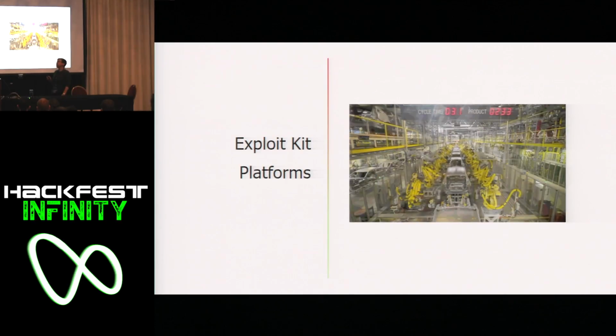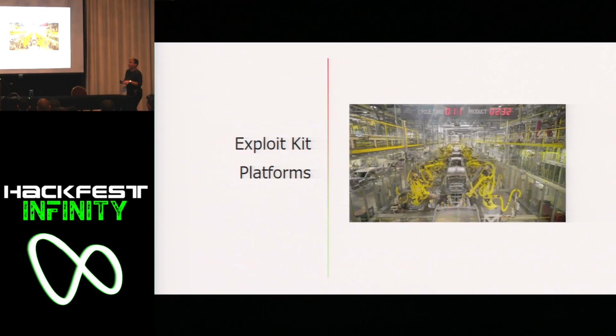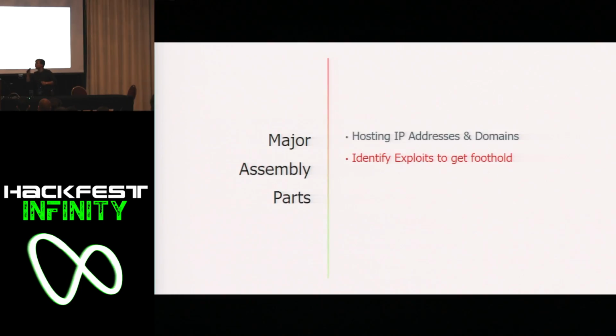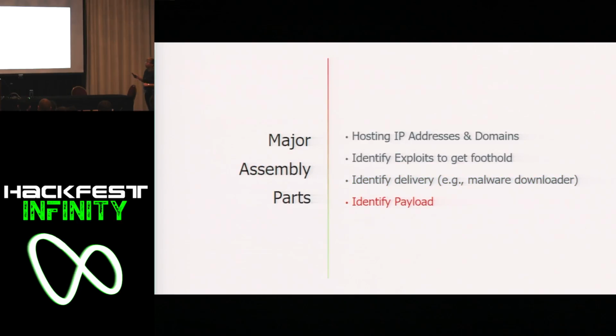So in order for these exploit kit platforms to work properly, which, by the way, is a really big business and very sophisticated, this is not script kiddie stuff that we're talking about, there have to be some assembly parts to put this together. They include the hosting IP addresses and domains, which of course are compromised. You need to identify which particular exploits you're going to go after in order to get a foothold on your victim. You have to identify how your malware will be delivered, and then, of course, what payload you are going after.